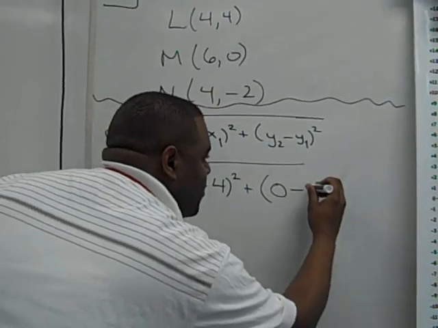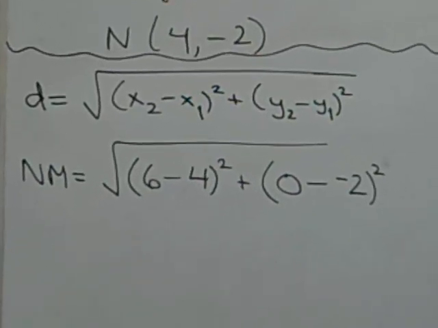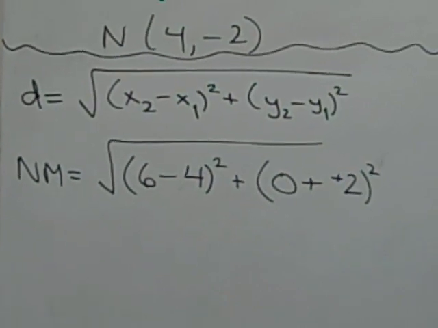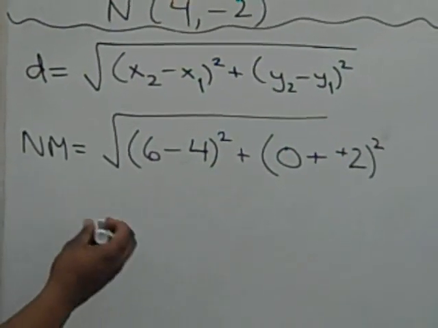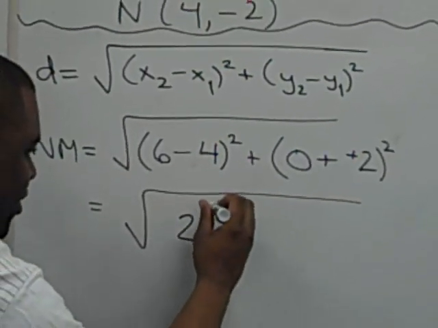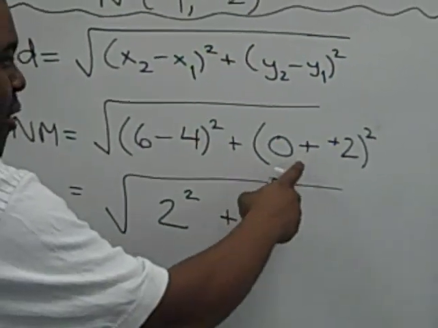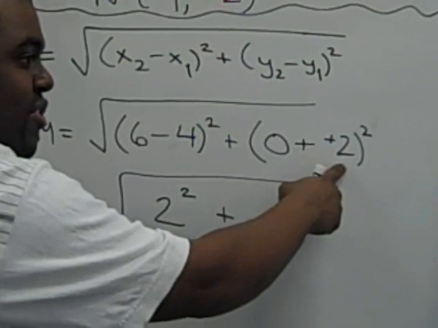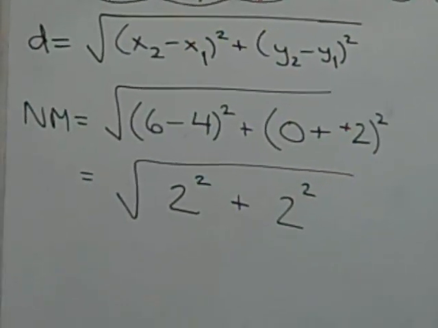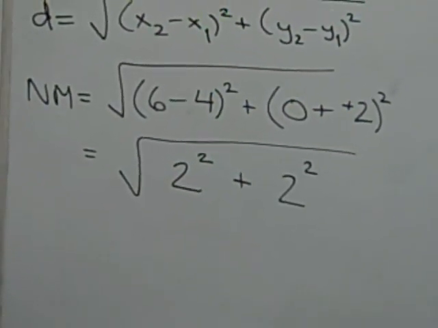But remember, if it's negative 2, what happens? You got it. Slash, slash. 0 plus 2 squared. Okay? Now, let's continue the problem. We know that 6 minus 4 is 2, so it's 2 squared. Okay? That looks a little familiar. Plus 0 plus positive 2, which is positive 2. So we have 2 squared. Another familiar sign. So we have 2 squared plus 2 squared in the square root sign, in the radical.